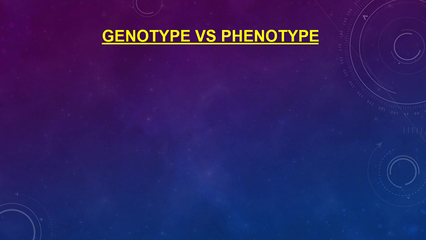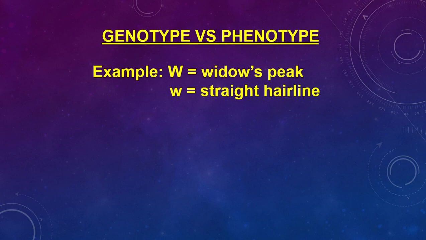Here's an example of genotype versus phenotype. I'm going to use an example of a widow's peak. A widow's peak, if you haven't seen it before, is something at the top of your hairline on your forehead. It creates a characteristic M shape. If there's an M shape, that is a widow's peak, with the peak coming in the middle, versus a straight hairline where there is no peak. You'll see a picture in just a second.